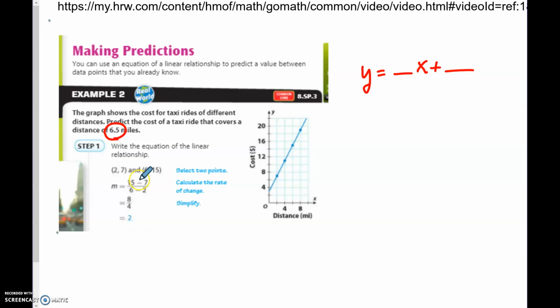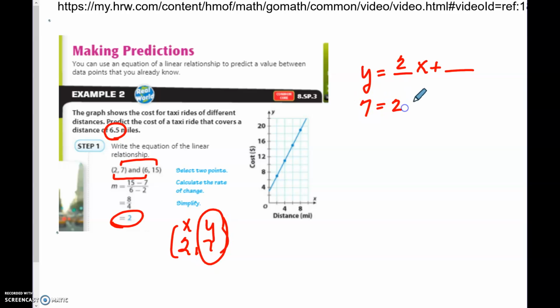So the first thing they did is they took the 2 y values and subtracted, and then they did the 2 x values and subtracted, and they got their slope to be 2. So now I need to find my y-intercept. I'm just going to use that first ordered pair that they gave us, 2, 7, and this is x, and this is y. So in place of y, I'm going to substitute my 7. And in place of x, I'm going to substitute my 2.